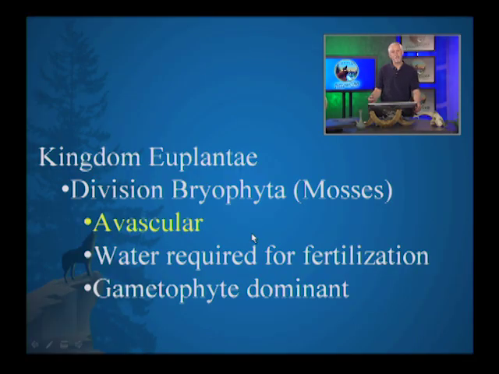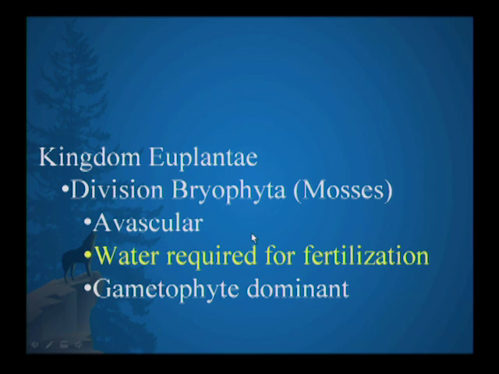So again, they are avascular, meaning they lack xylem and phloem, and so they tend to be found in very wet habitats because fluids are going to have to diffuse from the surface of the moss into the interior of the moss. So they tend to be thin and relatively small compared to vascular plants. Now, another characteristic is that they require water for fertilization, which means that sperm are going to have to swim to fertilize an ovum. And then thirdly, they are gametophyte dominant.